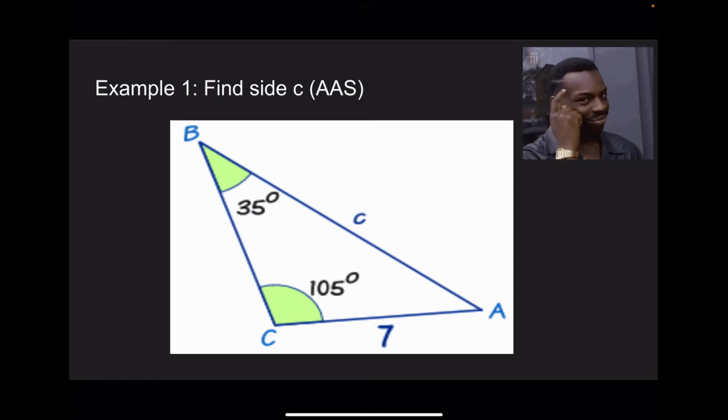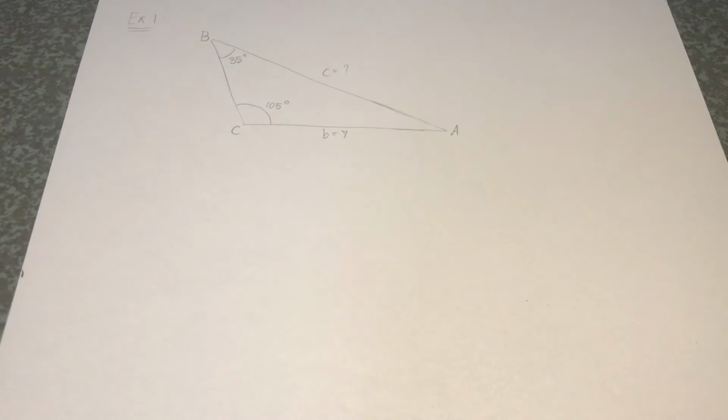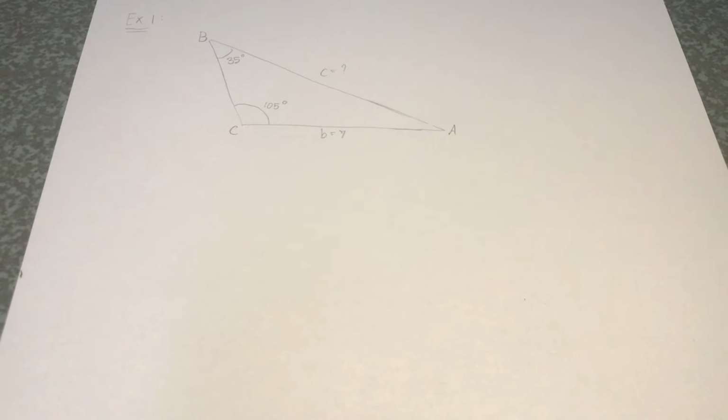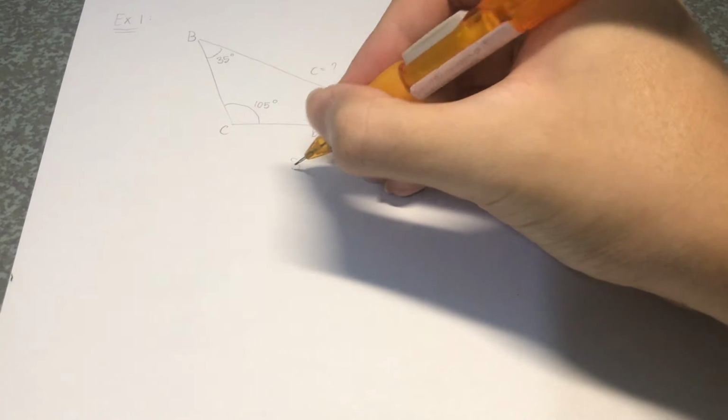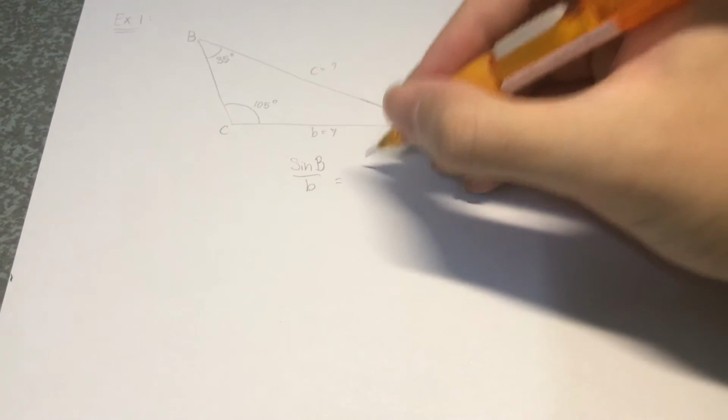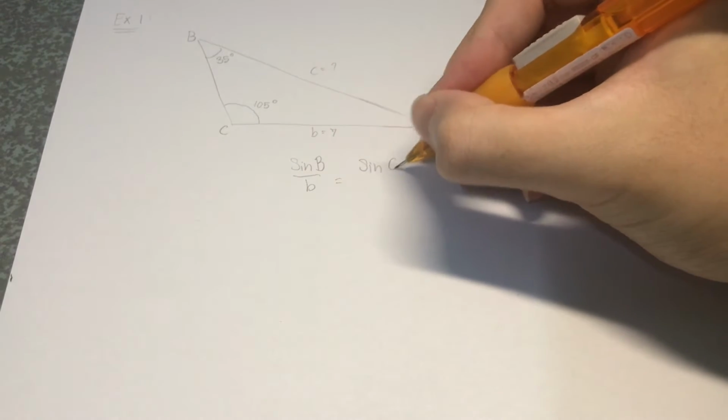Now let's have a look at example 1. Find side c. In this problem, the triangle is an AAS triangle, which we can use the law of sines on. So to find side c, we know both the opposite side and angle of B. So we are going to write the formula as sine B over b equals sine C over c.